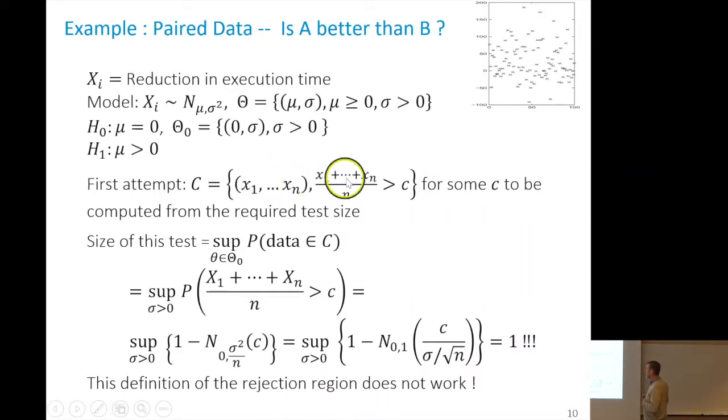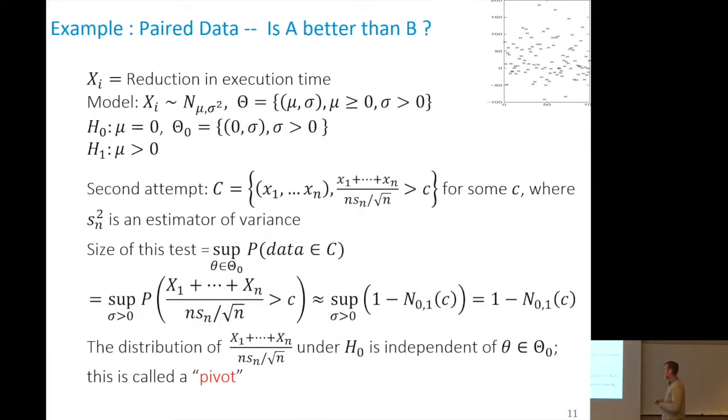So one of the ideas is to try to find a critical region where the thing that's inside here, for example, is what we call a pivot. The distribution of that is independent of all the free parameters that exist under H0, which is what we can do if we introduce this critical region where Sn is some estimator of the standard deviation, Sn squared of the variance. We have seen one of them, for example, the sample variance computed with 1 over n. So if I take this critical region and try to do again the exercise of computing the size of the test, I will have to compute this.